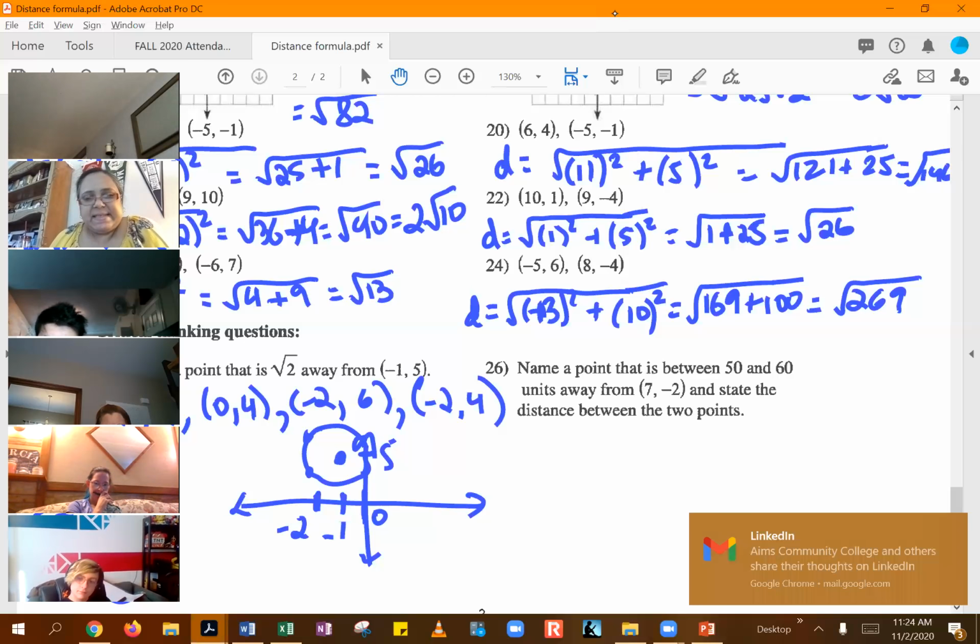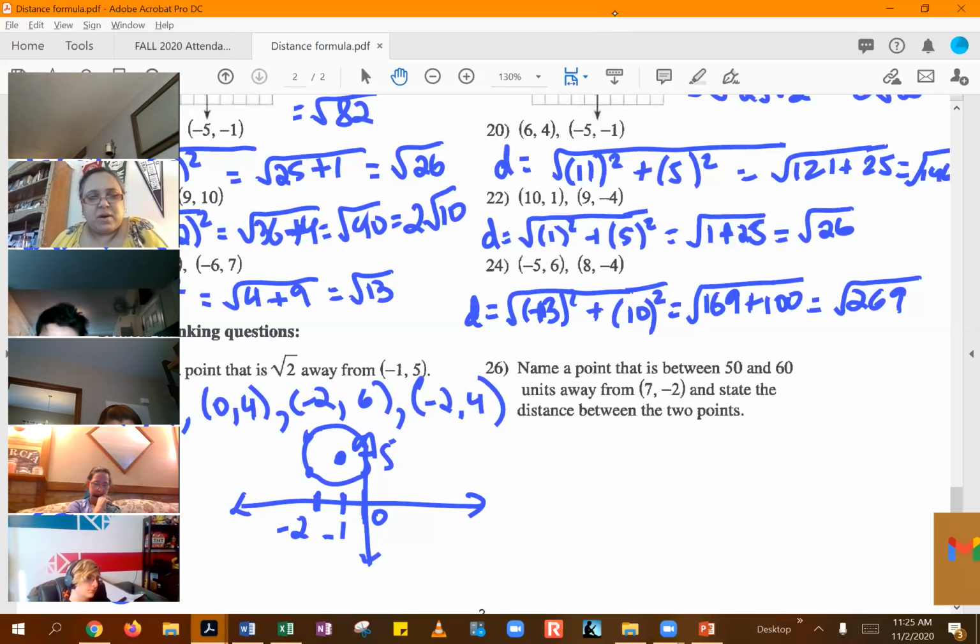So basically the distance can be 50, 51, 52, 53, 54, up to 60. So kind of similar to what you did in 25, but now they're giving you a range of your distance to be between 50 to 60 units. So how far will we need to go with our ordered pairs?